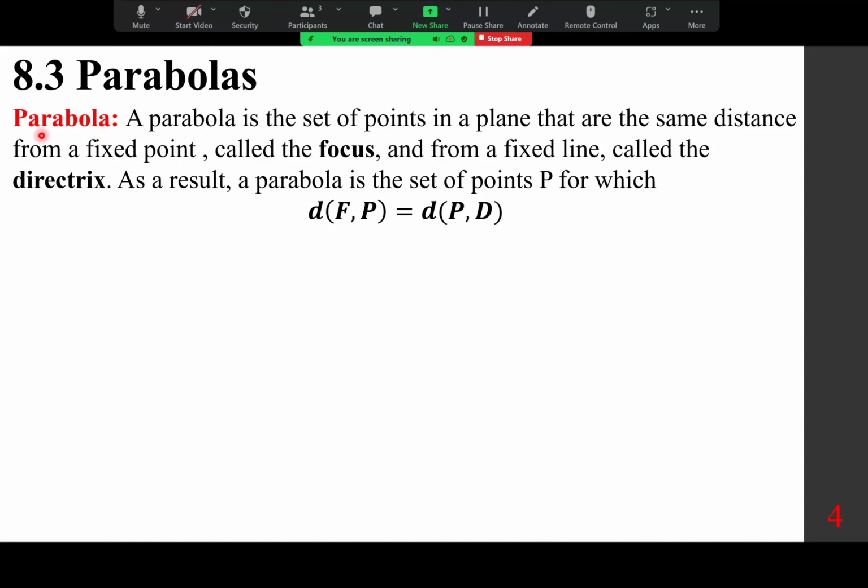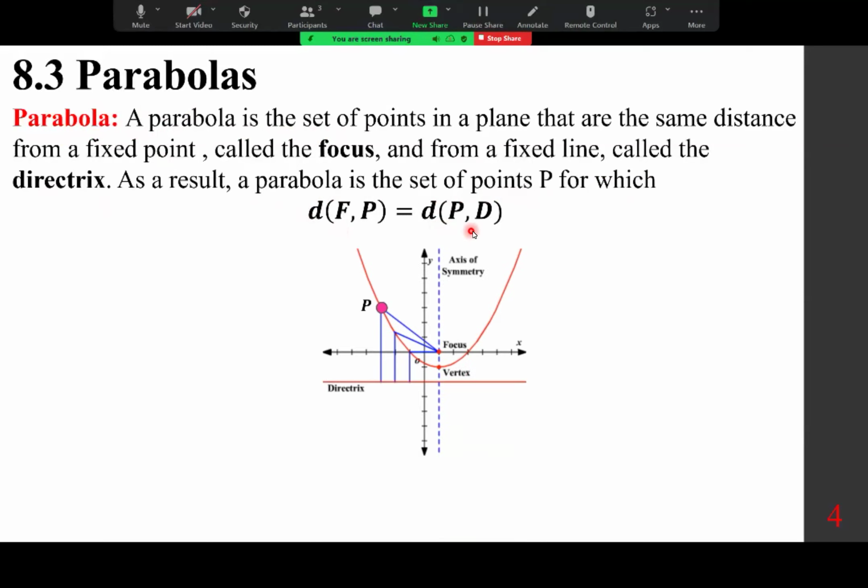Section 8.3 parabolas. Parabola. A parabola is the set of points in a plane that are the same distance from a fixed point called the focus and from a fixed line called the directrix. As a result, a parabola is the set of points P for which the distance from the focal point to P and the distance from P to D, the directrix, is the same.